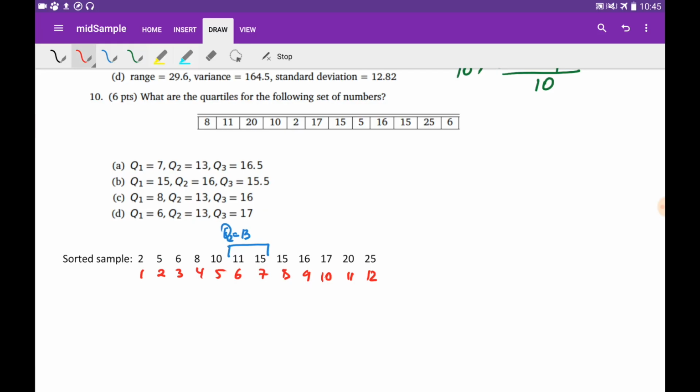So Q1 is going to be the median of the first half, so of the 6 numbers, it's going to be the mean of these two numbers, so 6 and 7, right? Which is 6 and 8, sorry. So the mean of 6 and 8 is 7, which is going to be Q1. And in order to find Q3, we need to find the median of the right hand side part of the data sample, which is going to be the mean of these two numbers, which is going to be 16.5, which is Q3. So the option which corresponds to this is going to be DA.